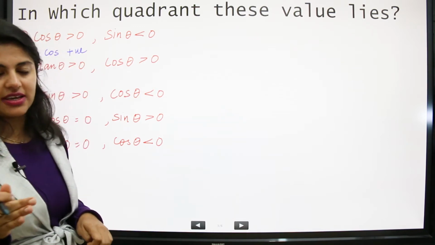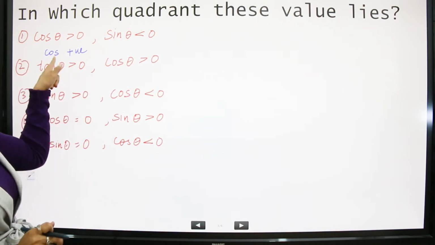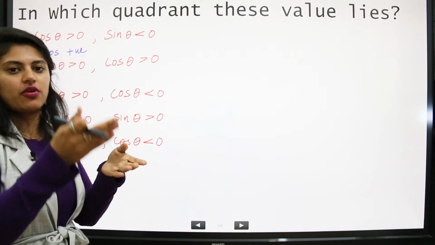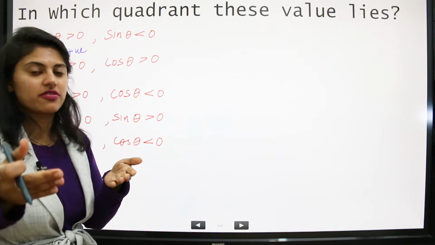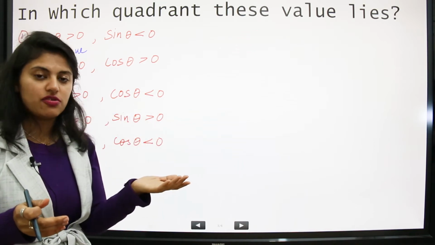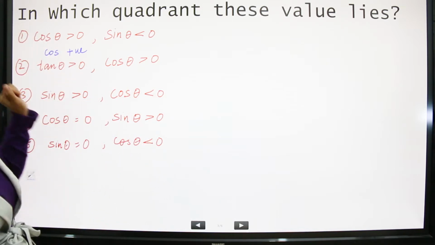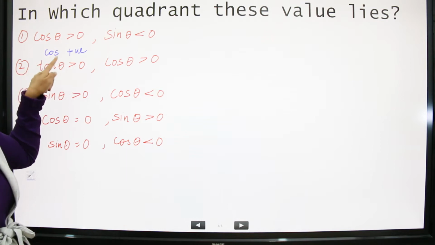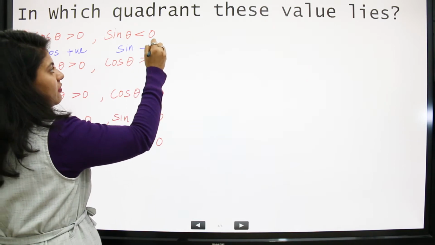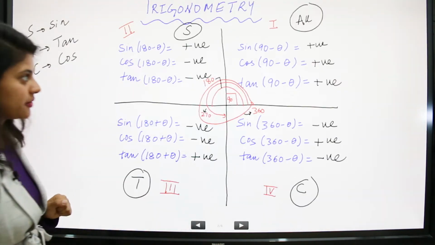If they are asking cos theta greater than 0, it means the value of cos theta is greater than 0, so it has a positive value. So you can learn it like that: 0, and then 1, 2, 3 and 4 are all positive values. On the number line, remember whatever is less than 0 is negative, and whatever is greater than 0 is positive. Similarly, in this case, cos theta greater than 0 means cos is positive, and sine less than 0 means sine value is negative. So here you need to see where cos is positive in all these quadrants.